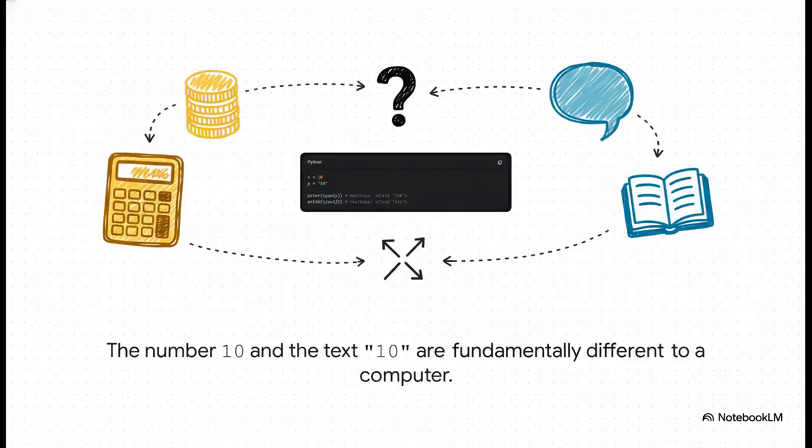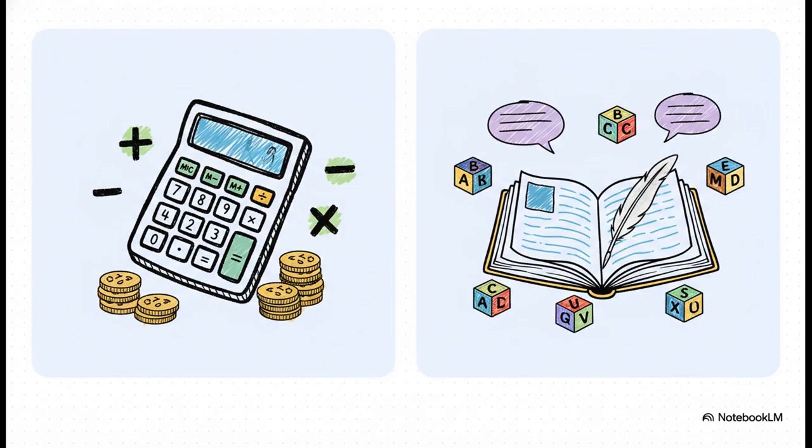Now this right here is a really, really important idea for beginners. The number 10 without quotes and the text 10 with quotes, they might look almost the same to us, but to a computer, they are completely different things. One is a number you can do math with, and the other is just a piece of text, like a word. And this slide breaks that difference down perfectly.